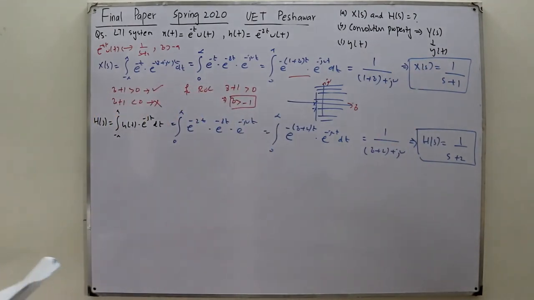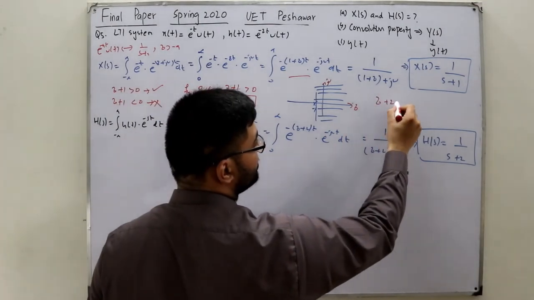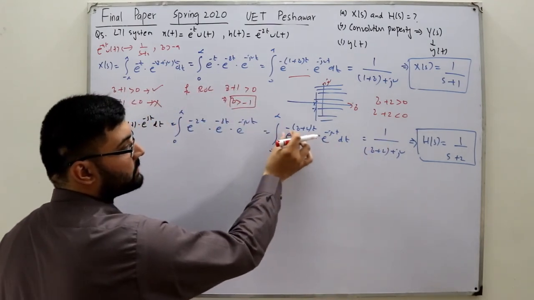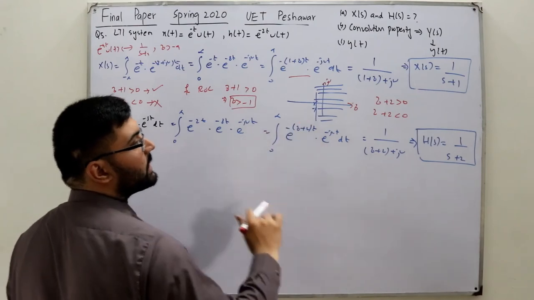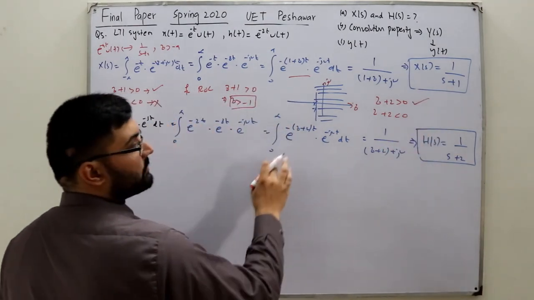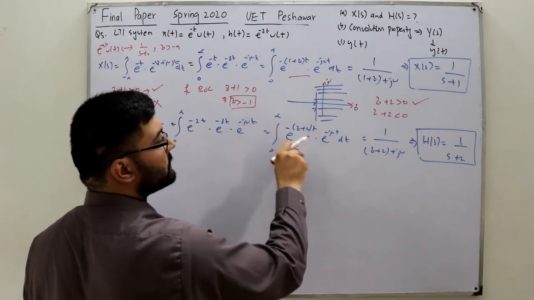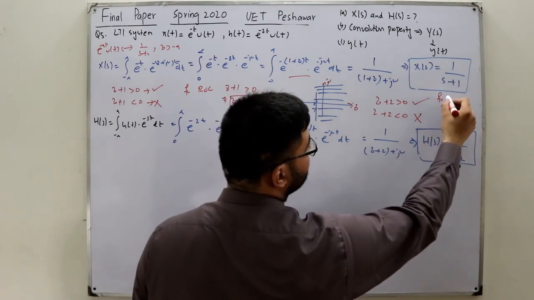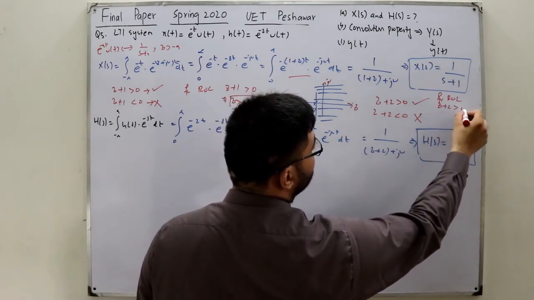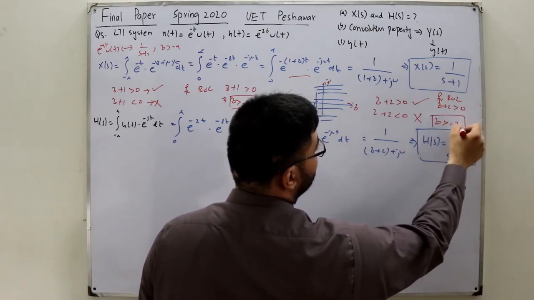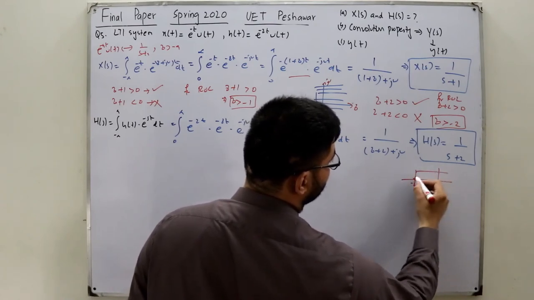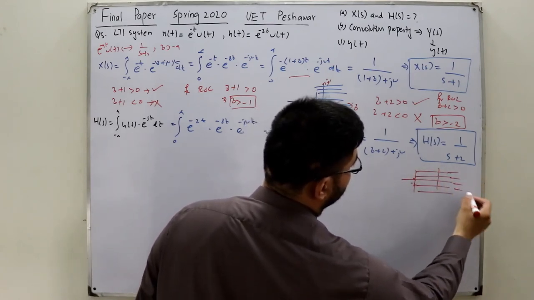Fine, now for the ROC. So for the ROC again, consider this thing sigma plus 2. Sigma plus 2 could be greater than 0, sigma plus 2 could be less than 0. If it's greater than 0, that's fine. This is positive, this is negative. Overall thing would be negative. You put infinity, you have a negative infinity, this would converge. If you have this negative, negative, negative would be positive. You put t equal to infinity, the overall thing would diverge to infinity. So which means for ROC, sigma plus 2 should be greater than 0, or sigma should be greater than minus 2, and you could draw it. Minus 2, this way.